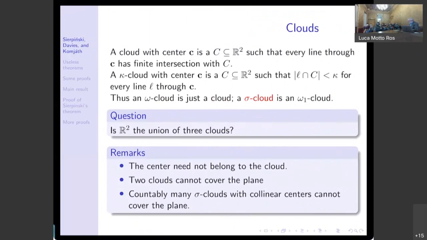But can we do this thing? Well, first of all, the center of the three clouds. First thing, let's look at the definition. When I talk about the center of a star, of a cloud, the center need not be unique. Fact number two, more important, it need not belong to the cloud. It's just a privileged point of view from which you can admire the cloud.